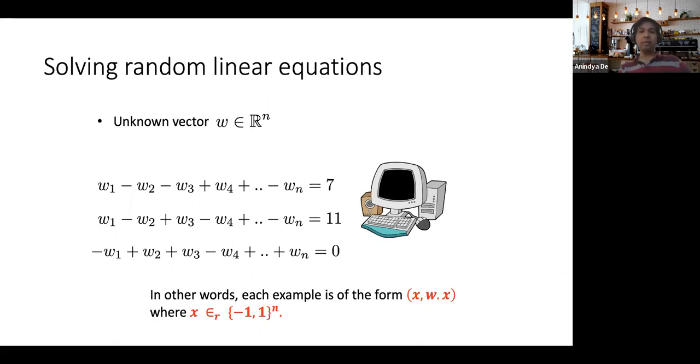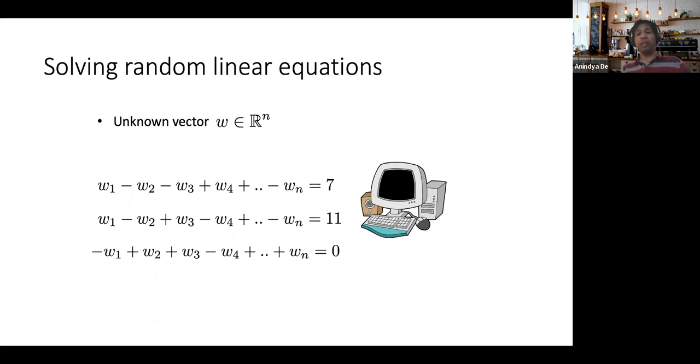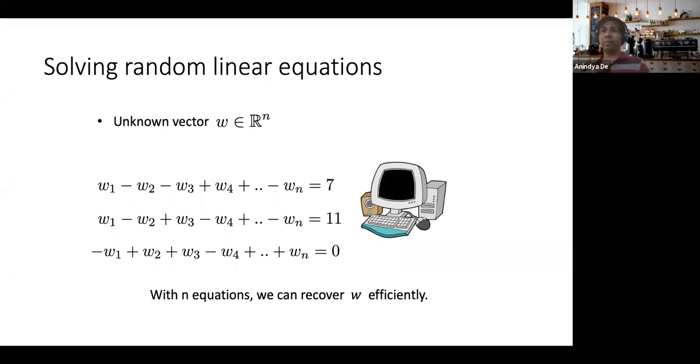The goal is to recover W. An obvious thing is that because we are getting these random linear equations, if you get about n equations, then with high probability they will all be linearly independent, and then you can recover W efficiently. This is, of course, Gaussian elimination.